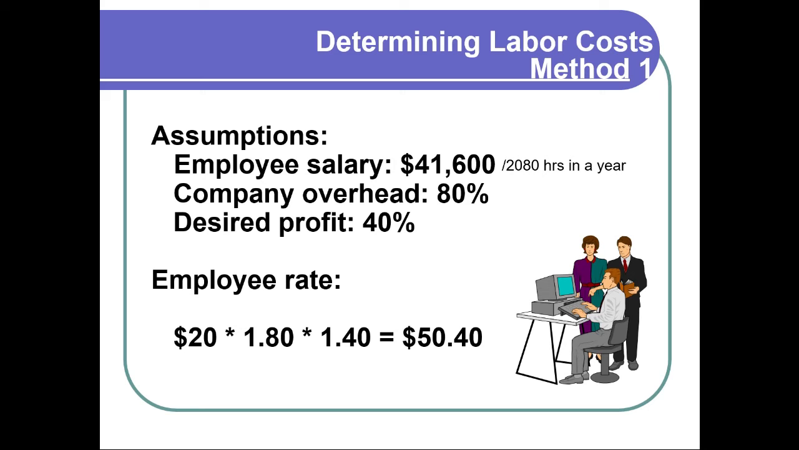So we multiply all that together and we get our $50.40. Now, in the previous example, we rounded that down to $50 an hour. Probably not a good thing to do. I would round that up probably to $55 an hour or something like that. The point is not that it's $55.